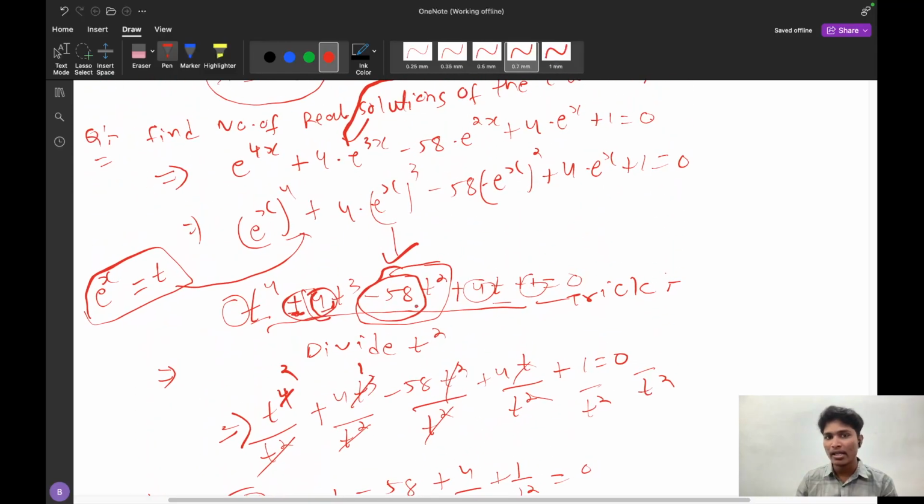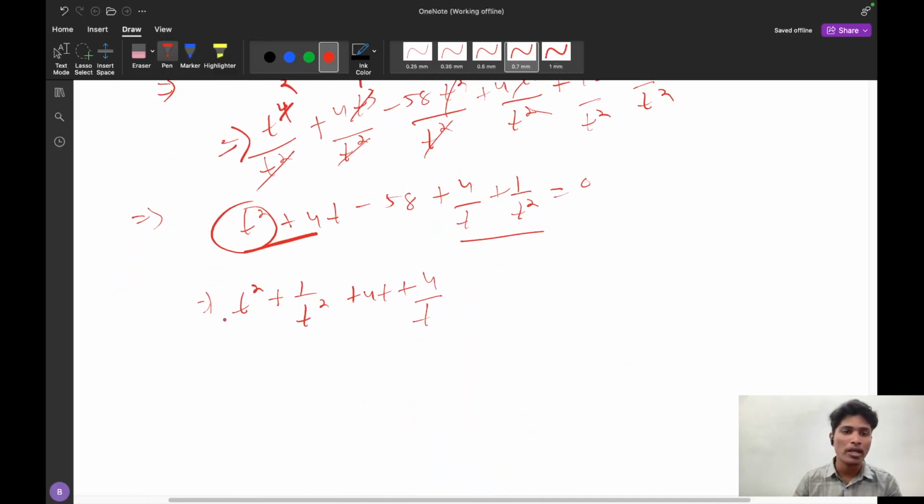So what I said here before, the sign also you have to take. The sign is also important. The sign should be equal. Sorry guys, I made a mistake. t square plus 1 by t square plus 4t plus 4 by t. I merged these two equations and minus 58 is equal to 0. Now, t square plus 1 by t square, okay, I can leave it. But here I can take common 4: 4 into t plus 1 by t, minus 58 is equal to 0.